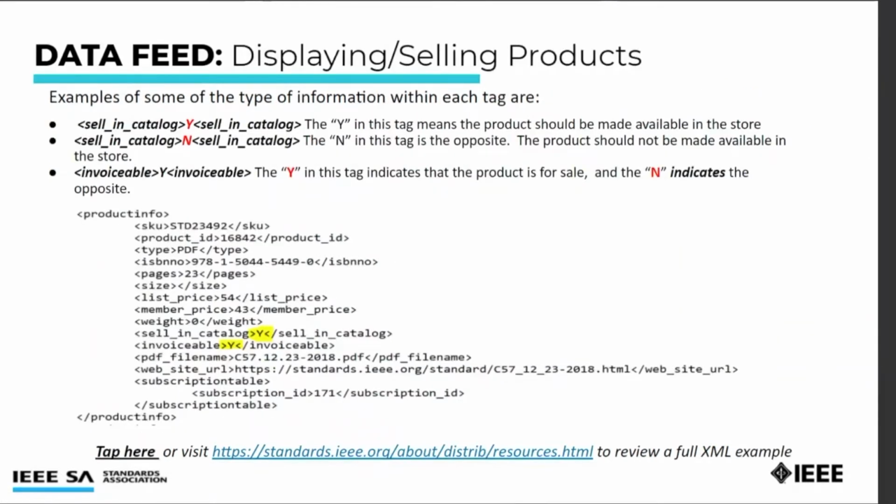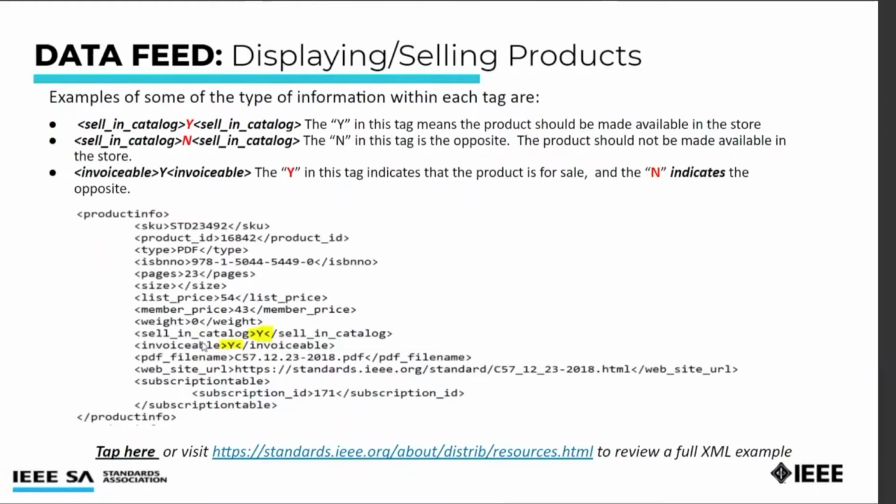Displaying and selling IEEE products. The XML metadata for displaying standards and selling products are indicated within each tag. For instance, when you see the letter Y in the Sell in Catalog tag, this means the product should be made available in your store.